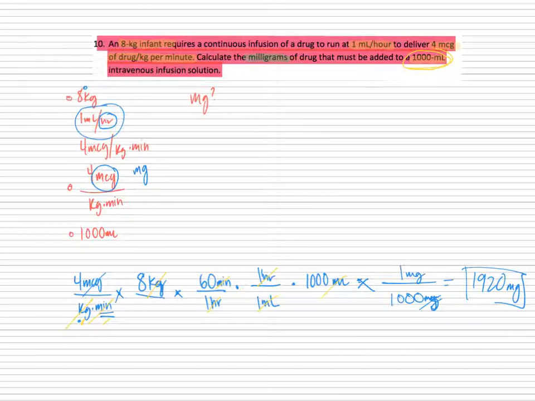So this is how you calculate this problem overall. Again, you don't have to originally start with this 4 micrograms per kilogram per minute. We just started with that because we're a little more comfortable starting with a unit that we know is going to be in our final value. You can always start with the kilogram here, the 1,000 milliliters, or even your infusion rate, and you will still end up getting the same answer.